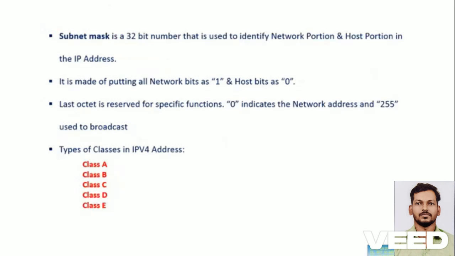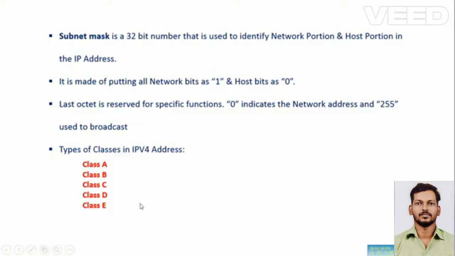The subnet mask is a 32-bit number that's used to identify which is the network portion and which is the host portion of an IP address. In general, if we put all the network bits as 1 and all the host bits as 0, we get the subnet mask of the IP address. The last octet of the IP address is reserved for two specific functions. If the last octet is 0, this indicates the network address of the IP address, and if the last octet is 255, then this is a broadcast IP address.